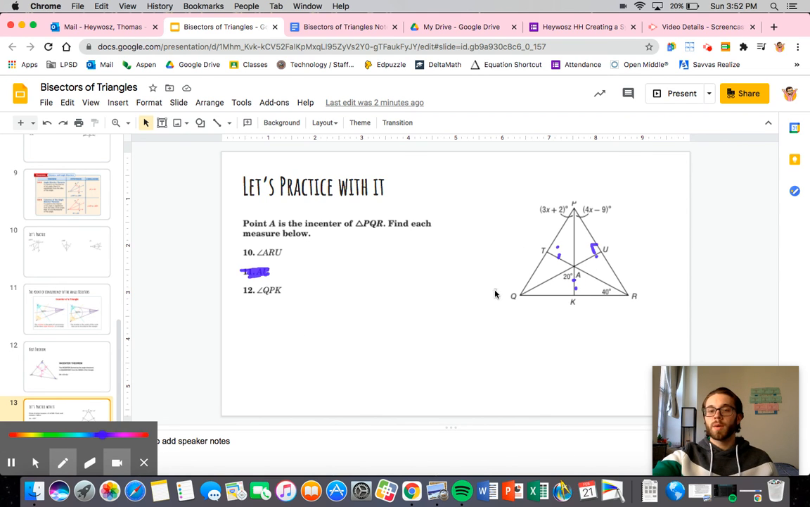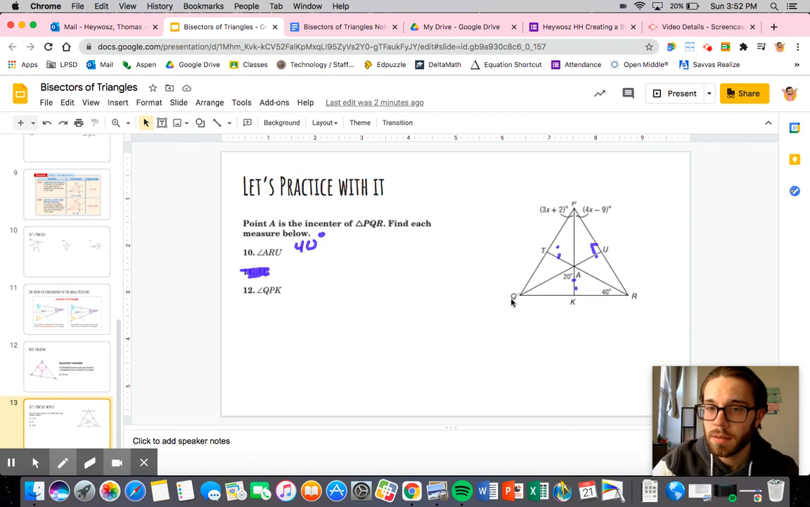But ultimately, what do we know? We are looking for ARU. Okay, so what do we know? This is an InCenter, so these are angle bisectors. So this is 40, this is 40. Okay. Angle QPK. Again, this is an InCenter, so these are angle bisectors, so I can set them equal to each other.